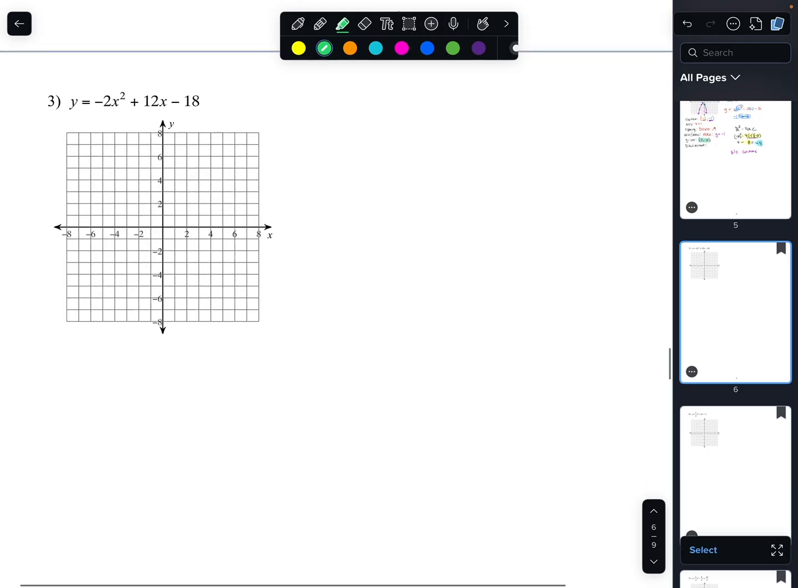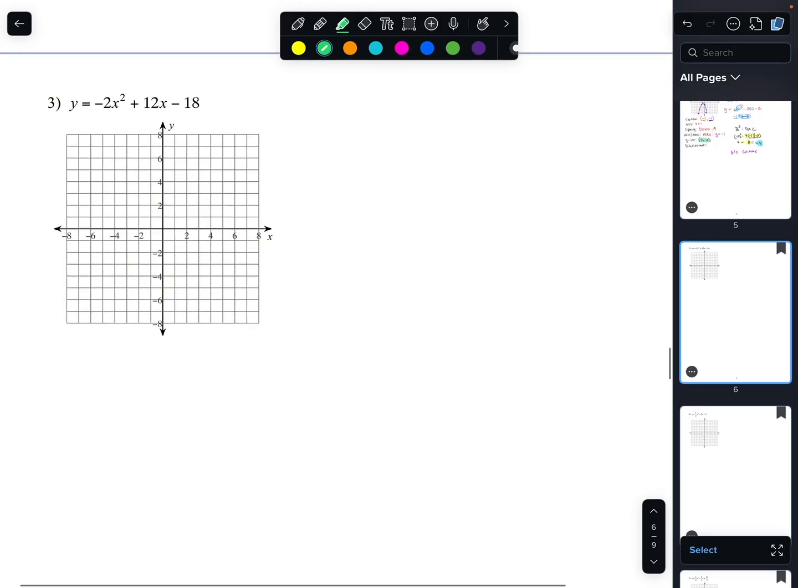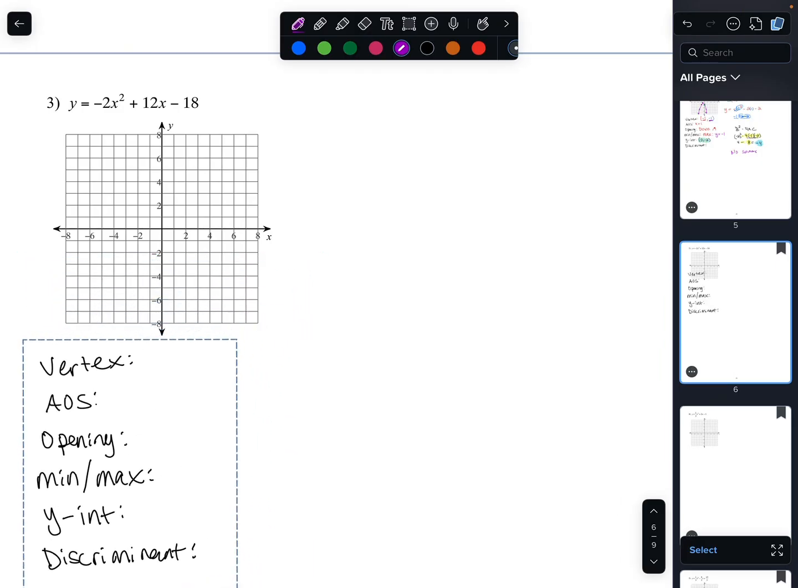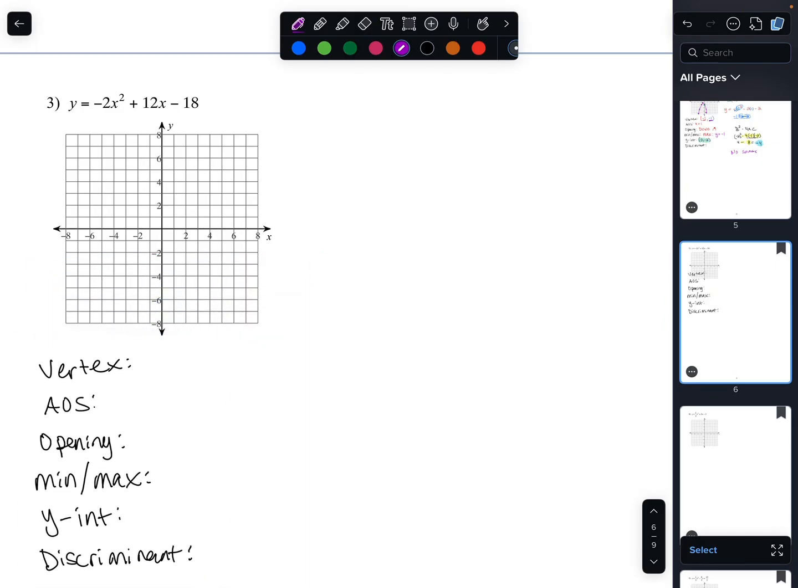Oh, we have a number in the front for A now. That's going to change something slightly. All right, but we still need the same stuff. So we still got to find our vertex, axis of symmetry, all that stuff. And the process is still the same. A is now -2. B is now positive 12. And C is -18.